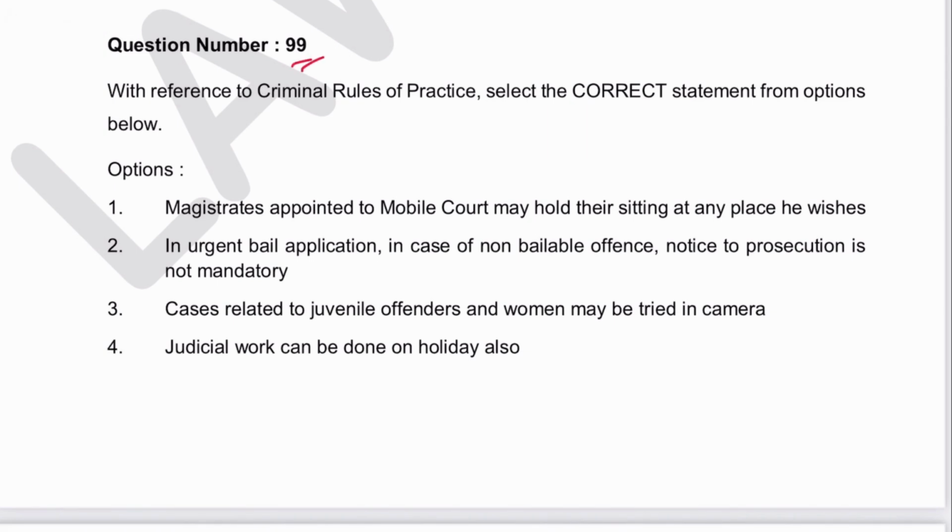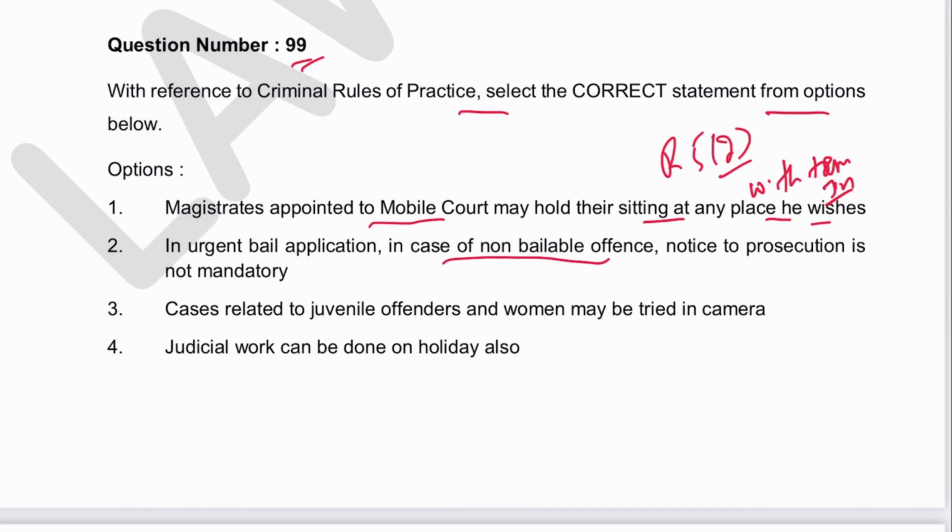Next 99. With reference to Criminal Rules of Practice, select the correct statement from options below. Magistrates appointed to mobile court may hold their sitting at any place he wishes. No, within their territorial jurisdiction only, mentioned in Rule 5, Subrule 2. In urgent bail application, in case of non-bailable offence, notice to prosecution is not mandatory. It is mandatory, mentioned in Rule 5, Subrule 4.